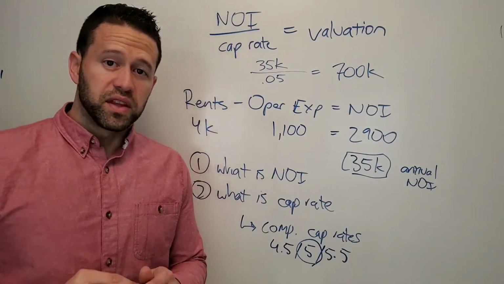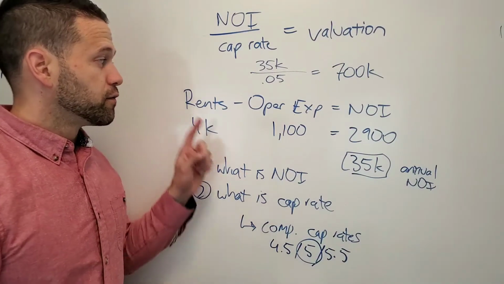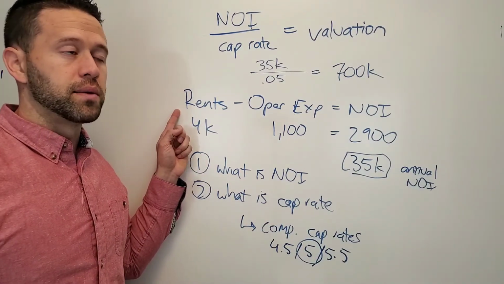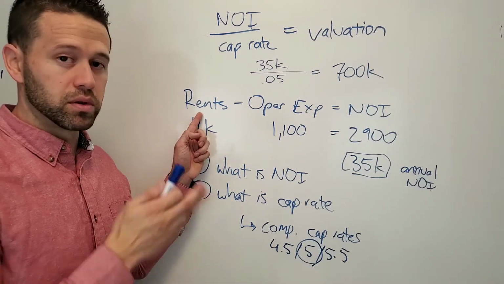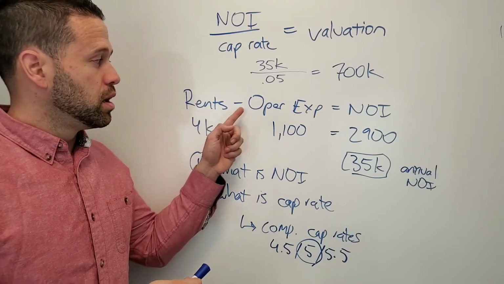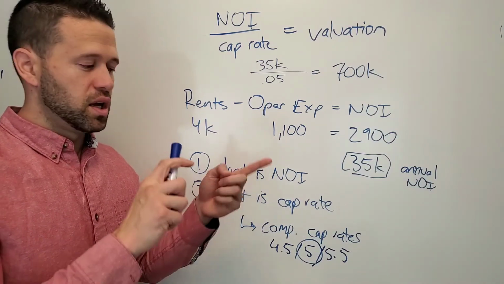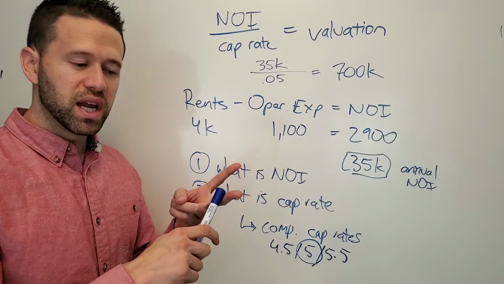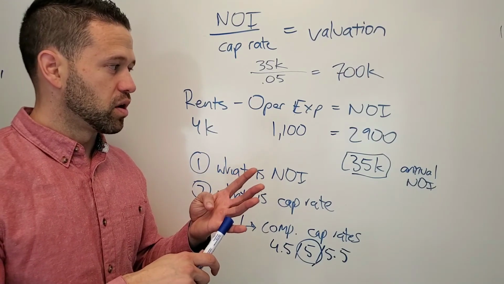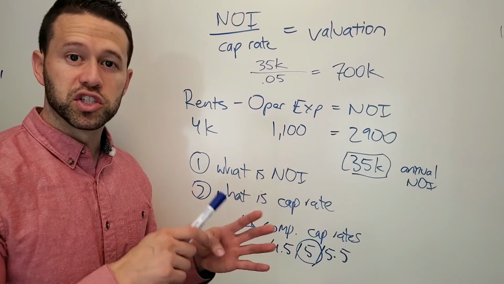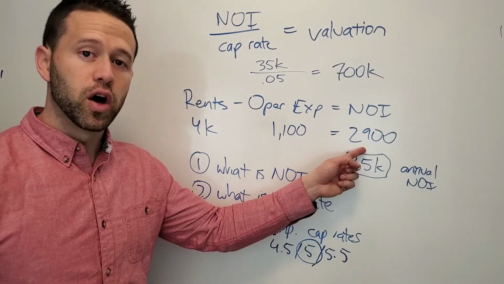So I think that's pretty straightforward, but just to review it really quick. First step, calculate the NOI. Simply rents plus any other income that the property produces, but mainly is driven by rents, minus the operating expenses, which ignores financing. So it's utilities, maintenance, vacancy, management, the property taxes, insurance, all these things are your operating expenses. Then you arrive at your NOI.